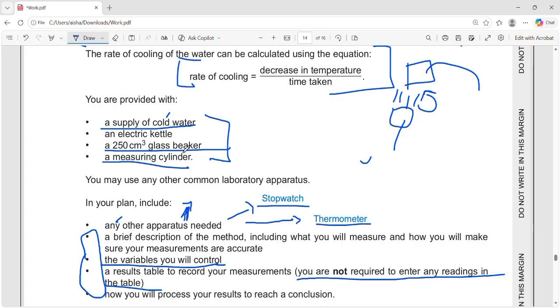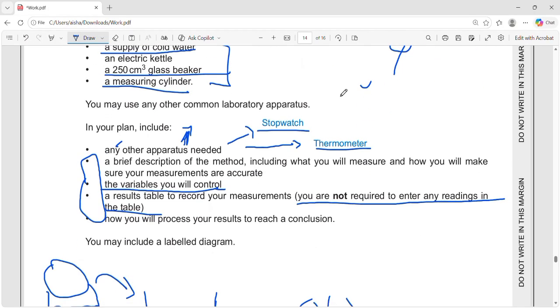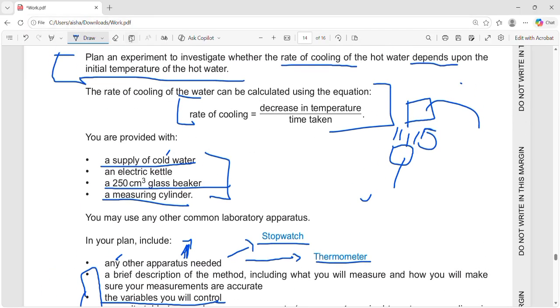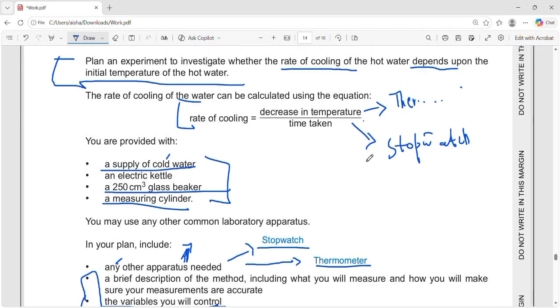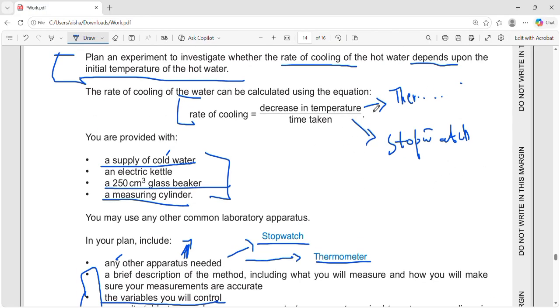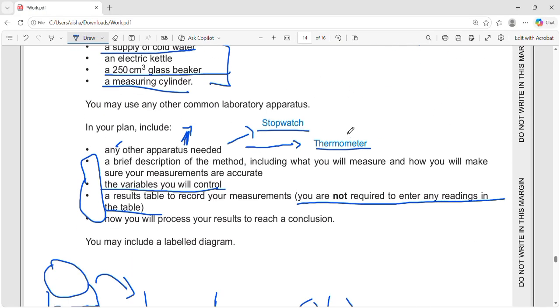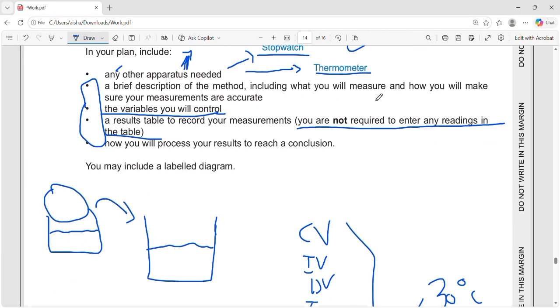You're provided with a supply of cold water, electric kettle, a 250 centimeter cube glass beaker, a measuring cylinder, okay, blah blah. In your plan, include any other apparatus needed. Okay, I want to ask you guys this. When you want to find temperature, how do you measure temperature? Thermometer, right? And when you want to find time, you use a stopwatch, because those are the essential needs to find the rate of cooling. You're trying to find the rate of cooling, so you need to have a thermometer and a stopwatch, because the stopwatch is for the time and the thermometer is for the temperature. So that's done.